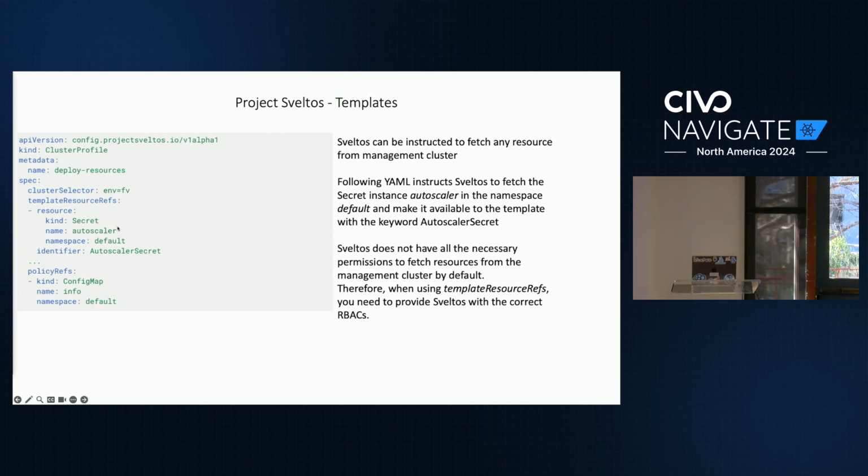So what Sveltos is doing is going to fetch this resource before deploying this content here. It's going to fetch this secret here, which is in the namespace default autoscaler, and identifies these resources autoscaler secret. The autoscaler secret identifier is important when we look at the content of the config map. And then, after it fetches the resource, it takes the content of the config map.